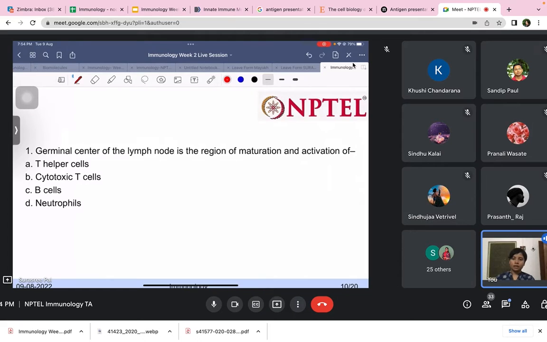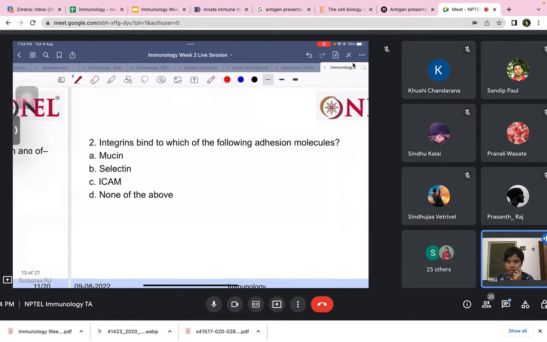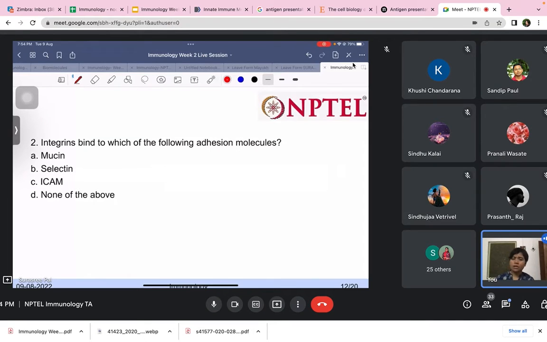Most of you have answered right. The answer is the B cells. The germinal center is the region of maturation and activation of the B cells. Alright, moving on to the next question. These are quite straightforward questions. Integrins bind to which of the following adhesion molecules?